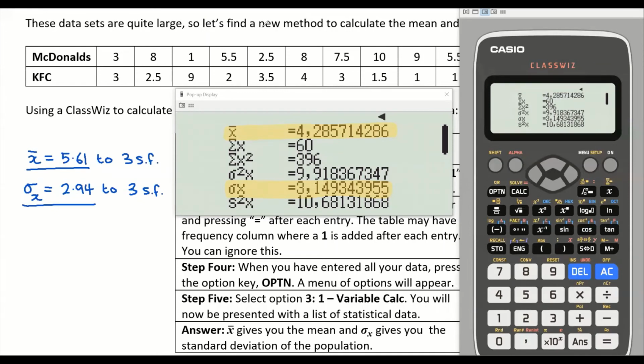And just make a note, that previous data was for McDonald's, wasn't it? Okay, so for McDonald's, we had this information. And for KFC, so we have an x bar, 4.29, so 3 significant figures.